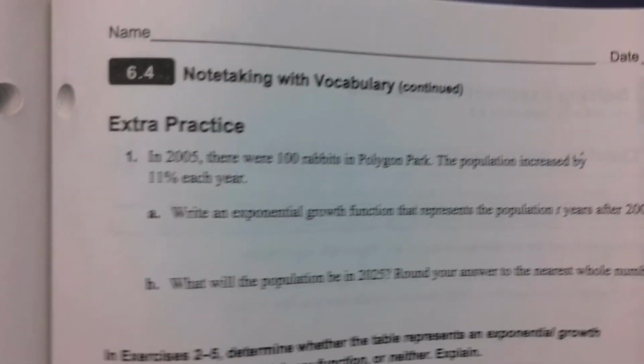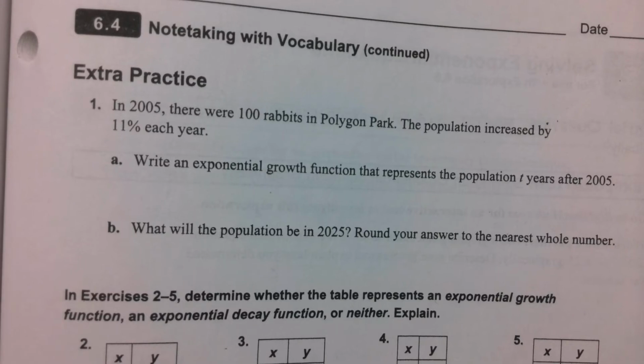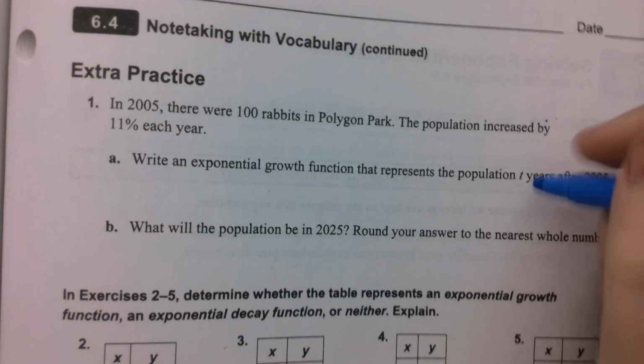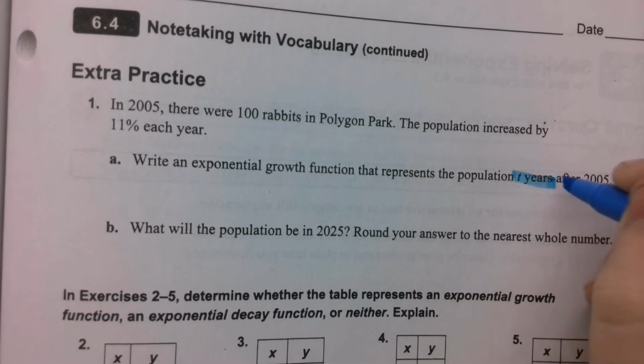Let's take a look at problem number 1. I think we now have everything we need to try this problem out. In 2005, there were 100 rabbits in Polygon Park. The population increased by 11% each year. We want to write an exponential growth function that represents the population t years after 2005.